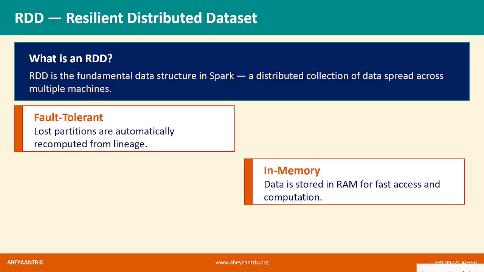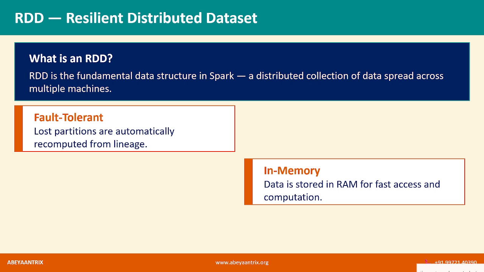So I told you about RDD once. So what is this RDD? It is a kind of data structure in Spark. RDD is the fundamental data structure in Spark. So what does it do? It is a distributed collection of data which is spread across multiple machines. See, in distributed processing, we are breaking up the single task into multiple tasks, and those multiple tasks will be running on multiple machines.